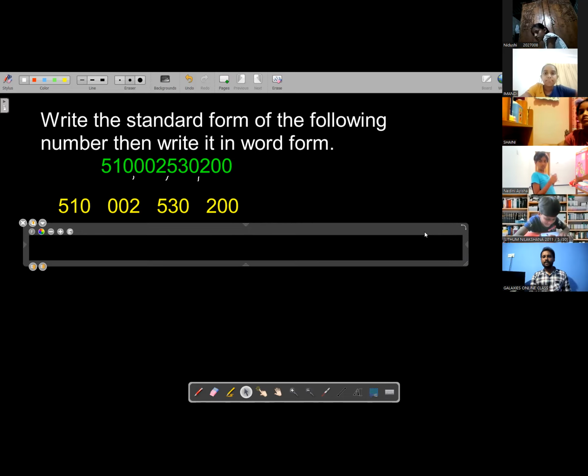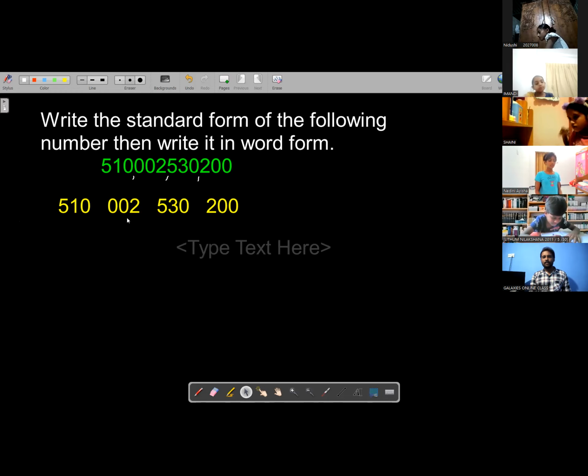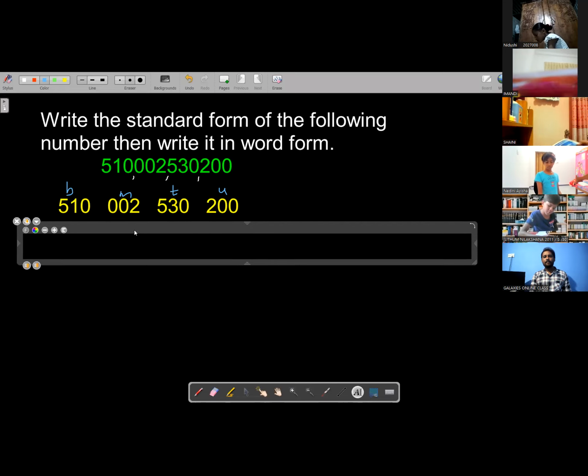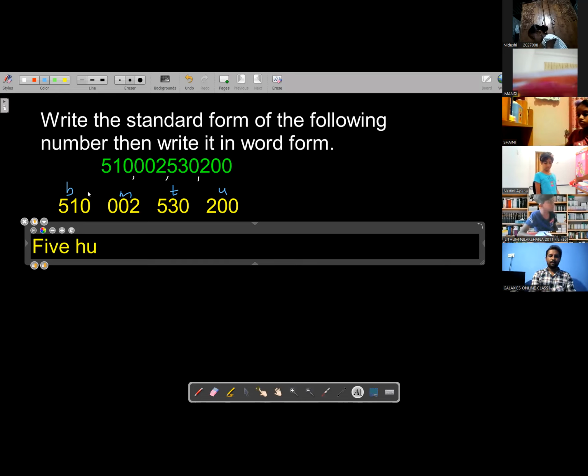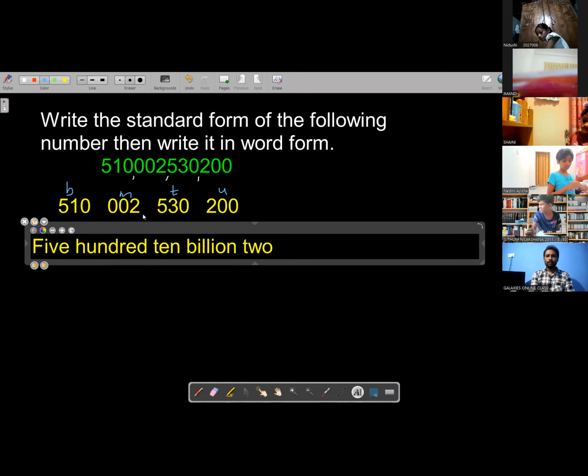I'm going to write the word form of this number. Look at the first period. First, I will name the periods here. This one is the unit period. Okay, this one is the thousand period. This one is the million period. This one is the billion period. Okay. Then I will write the number in word form. The first period is given 510. 510. The period name is billion. The next period is given 2. So you can write 2. The period name is million. The next period is given 530.